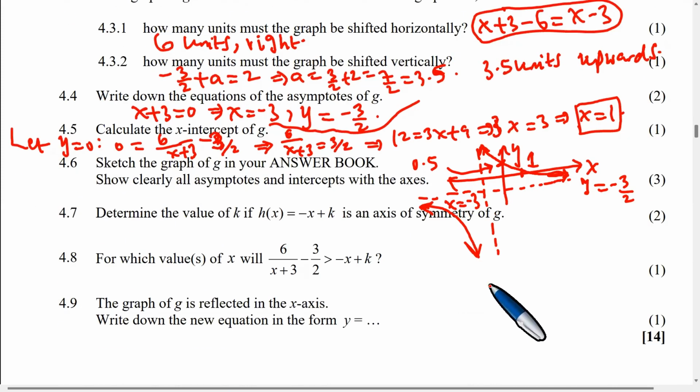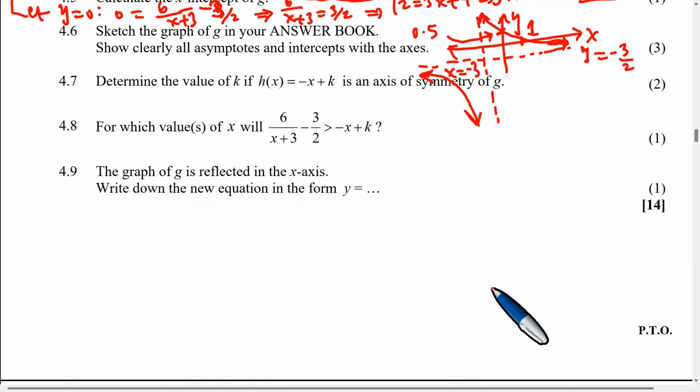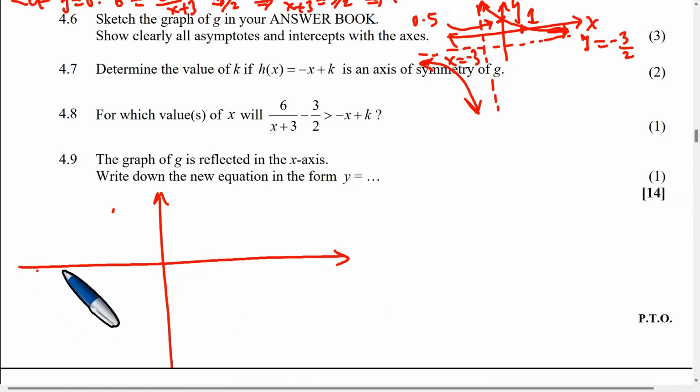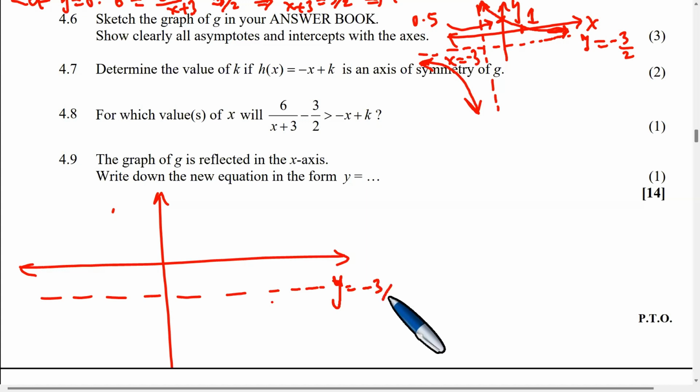Try to make sense of the graph. I can just draw a slightly bigger graph so that you can see very well. Right, so you have one that is cutting at y equals minus 3 over 2. X equals 1.